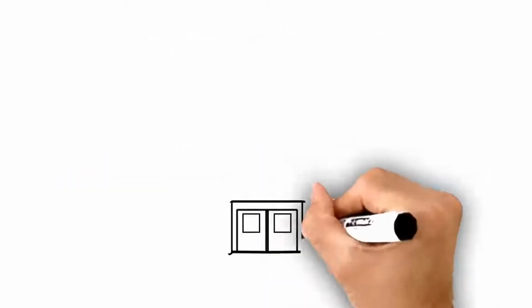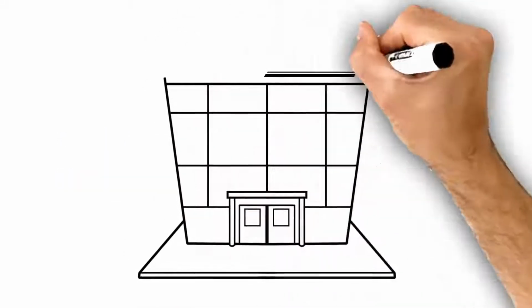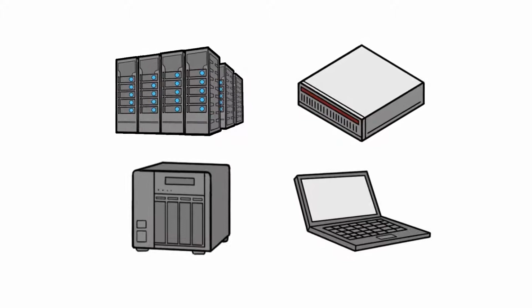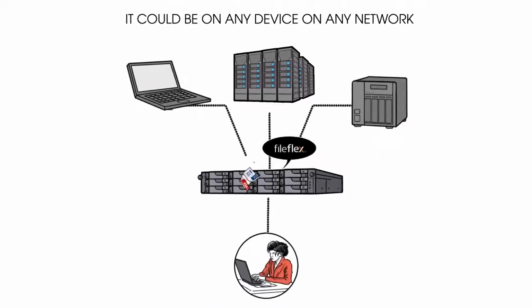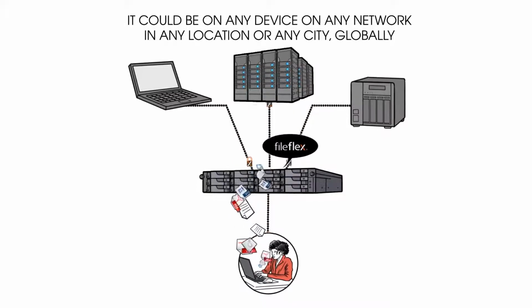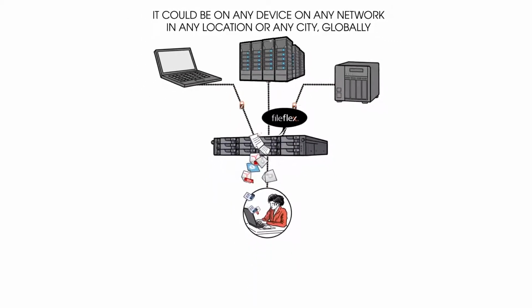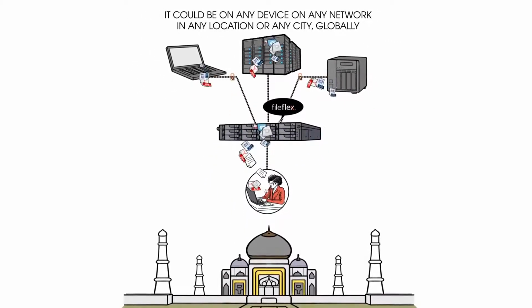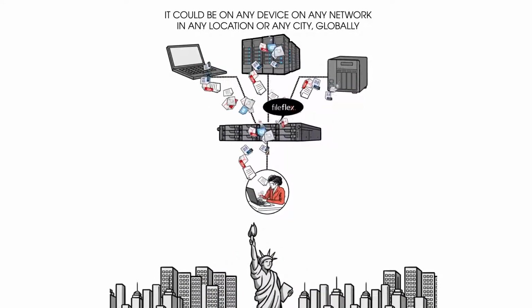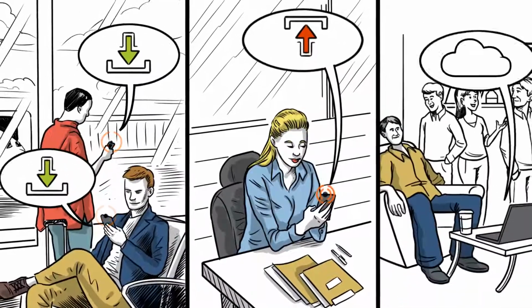Okay, here's how. First, you have all your corporate storage, whether it's on your ASUSTOR, a network server, server-attached storage, other network-attached storage, or employees' computers. It could be on any device, on any network, in any location or any city, globally. When you add an ASUSTOR NAS with FileFlex Enterprise, you can securely access any file on that storage from anywhere in the world without uploading, downloading, or using the cloud.